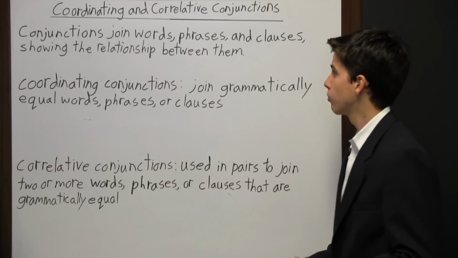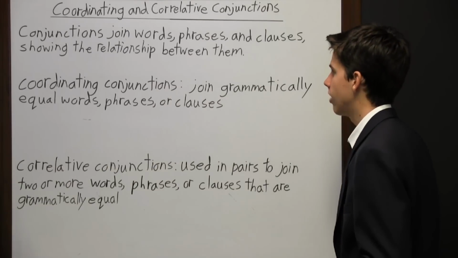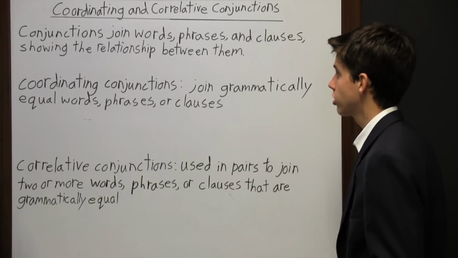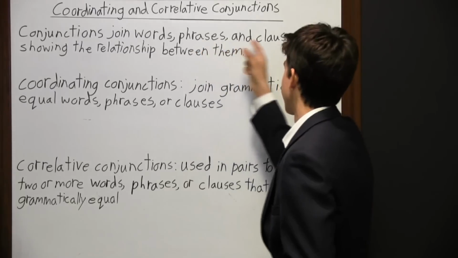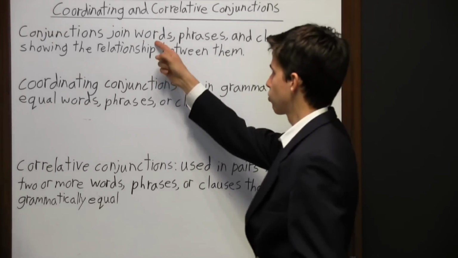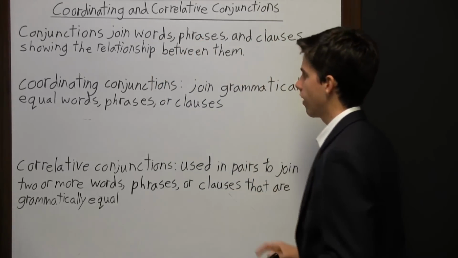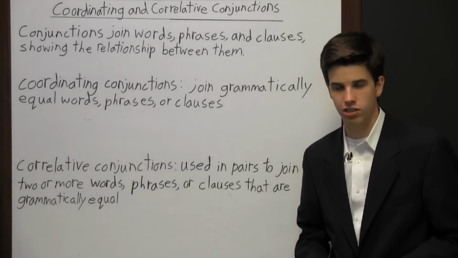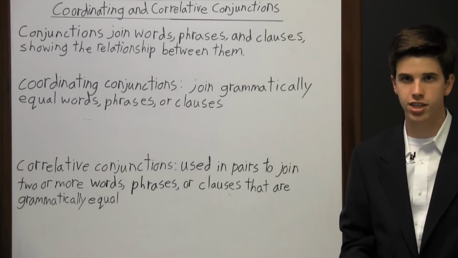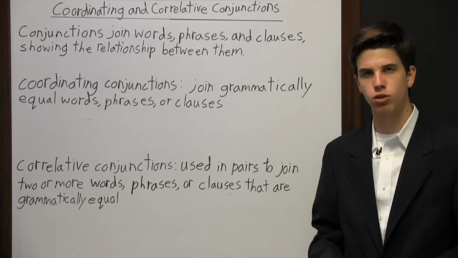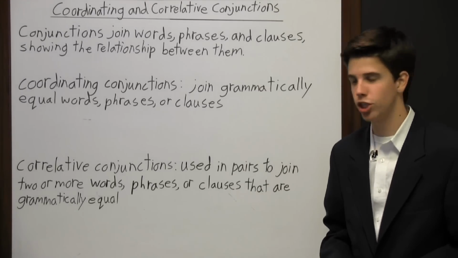Conjunctions join words, phrases, and clauses, showing the relationship between them. So conjunctions join words, phrases, and clauses, and in addition, they show the relationship between these words, phrases, and clauses. And so there's some categories of conjunctions, including coordinating, correlative, and subordinating. And then there's conjunctive adverbs or transition words, which are another type of conjunction.